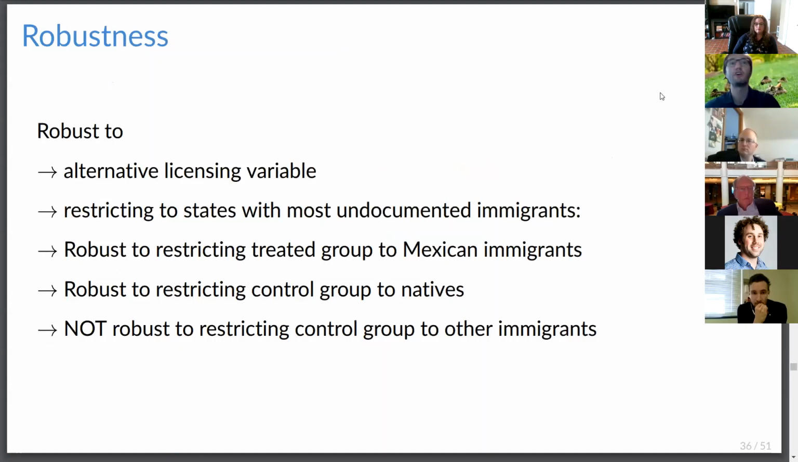And so robustness, I do it a few different ways. I do the different licensing variables, and it's robust to that. I restrict to the states with the most undocumented immigrants. I change my definition of undocumented immigrants, and instead of using all people as my control group, I can also just restrict my control group to natives, and it's robust to that. It's not particularly robust to restricting my control group to other immigrants, which kind of makes sense because, again, when I'm imputing immigration status, I do that sort of noisily, right?